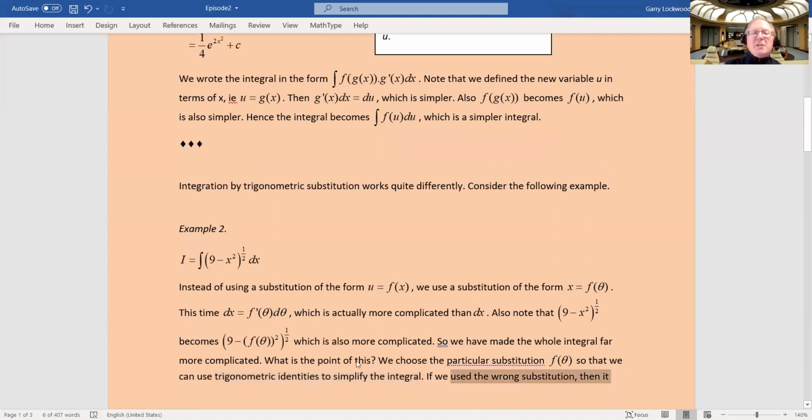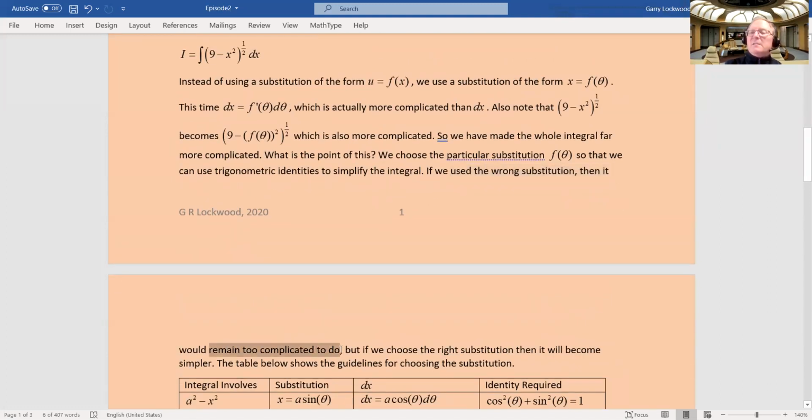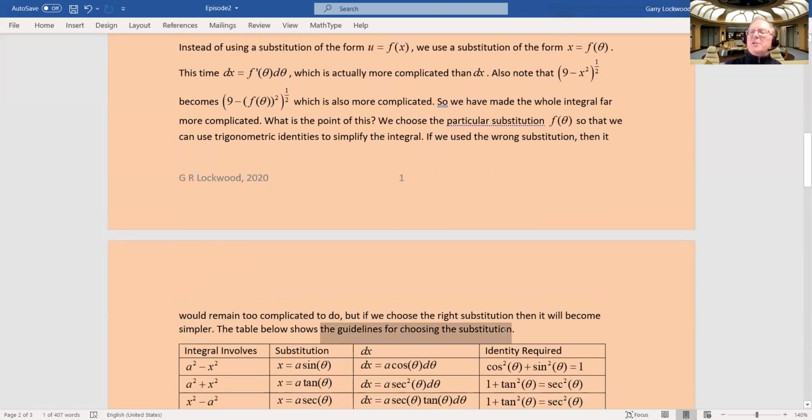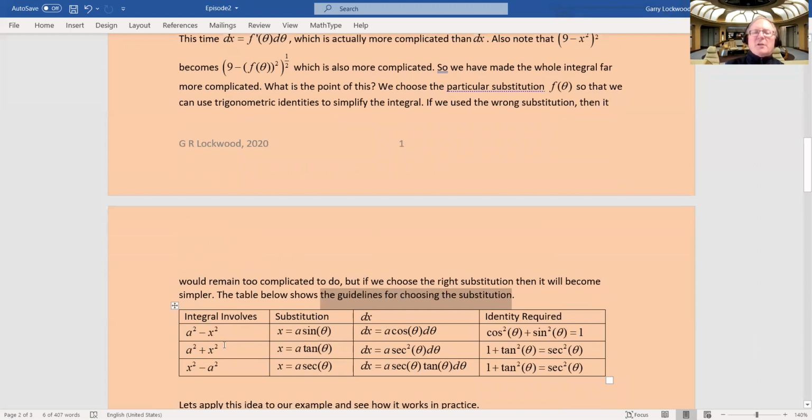Now, if we use the wrong substitution, it's going to stay harder. We won't be able to do it. But if we choose the right substitution, then it's going to become simpler. And this table here shows the guidelines for choosing the substitution. I've got a column for the term that the integral involves, the substitution, a column for dx, and a column for the identity that we'll be using. If the integral involves a squared minus x squared, we choose x equals a sine theta. dx is a cos theta d theta. And we use cos squared plus sine squared equals 1.